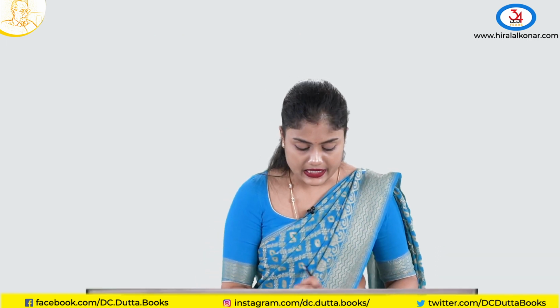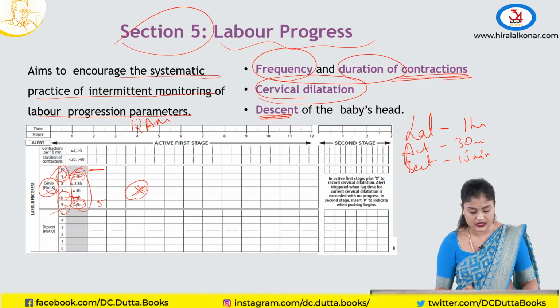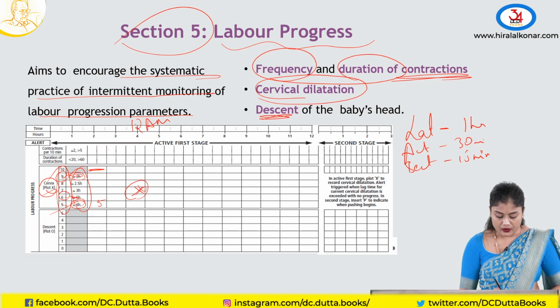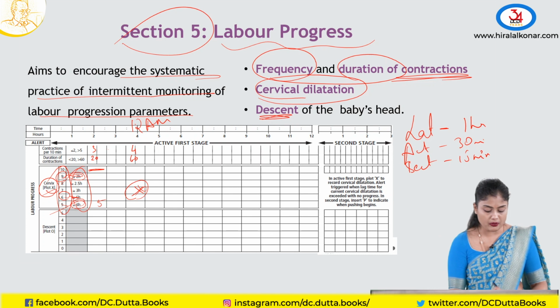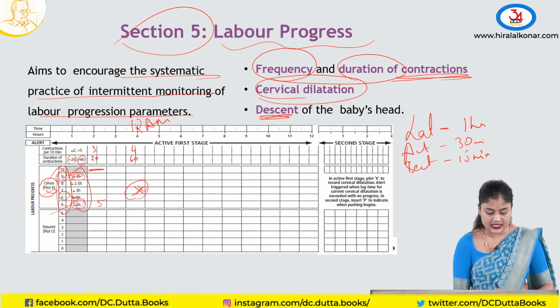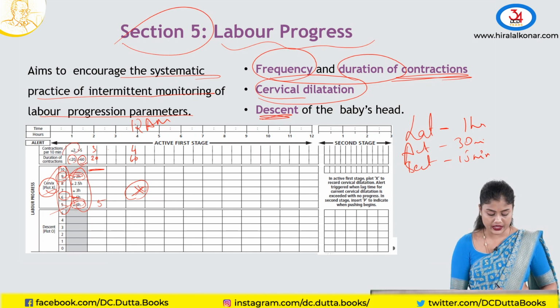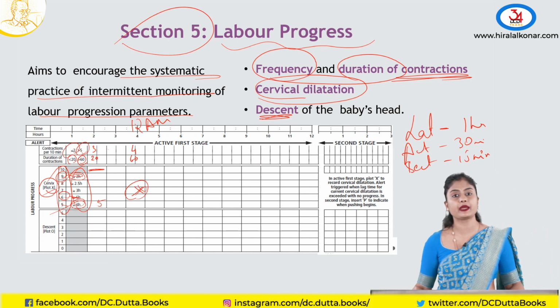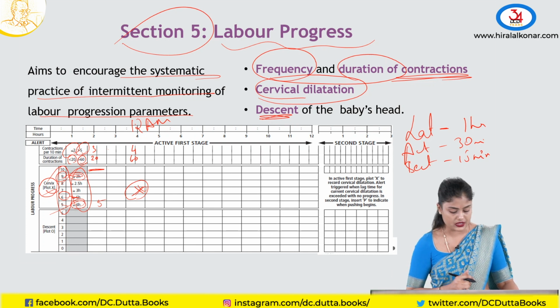Presently we write it like this. Every half an hour you are monitoring in the active phase of the first stage of labor. So for example, initially she had 3 contractions lasting 20 seconds. Later she had 4 contractions lasting 60 seconds. So the normal contraction should be more than 20 seconds and less than 60 seconds, and the number of contractions should be more than 2 and less than 5. Otherwise the baby can have fetal distress, causing tachysystole or hypercontractions.